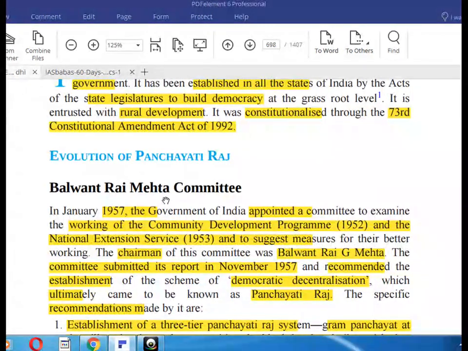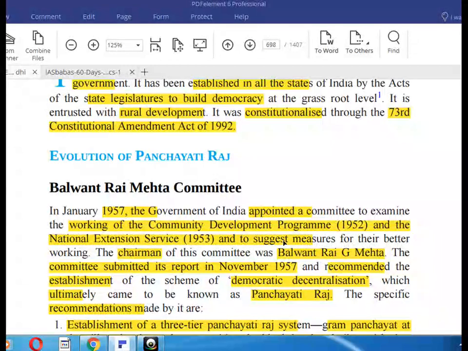How did it evolve? Okay, now we discuss the evolution of Panchayati Raj. First, the Balwant Rai Mehta Committee. In January 1957, the government appointed a committee to examine the working of the Community Development Program 1952 and the National Extension Service 1953, and to suggest measures.